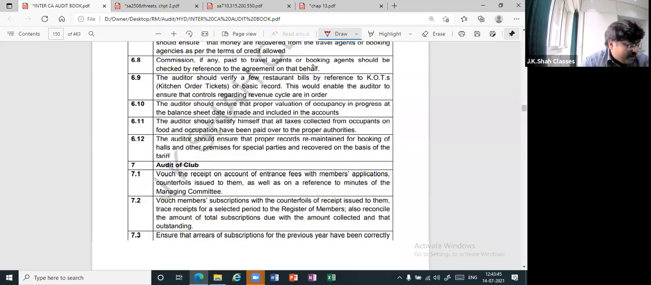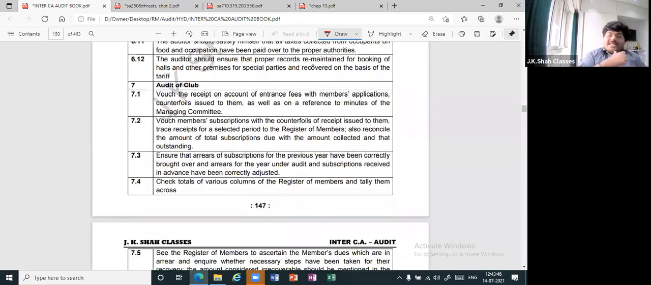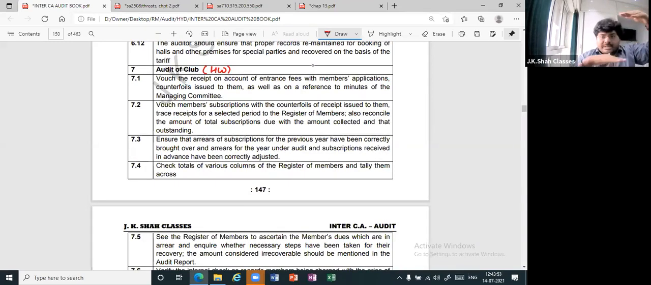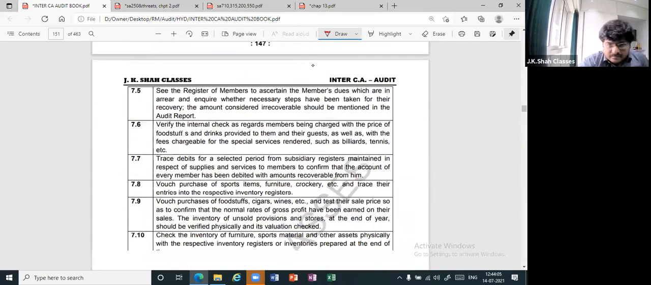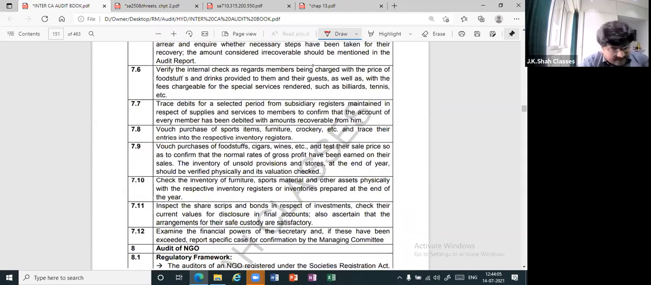See, this is homework for you. By the way, audit of a club also, answer like us only. General points, incomes, expenses, asset liability. In a club also, what will be there? Membership fees will be there. Food and beverages, canteen will be there. Exactly. Some functions will be there. Just check all of that. Do it yourself. Thereafter, NGO. Can I say done?